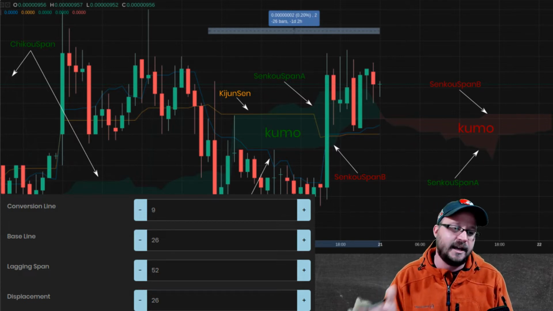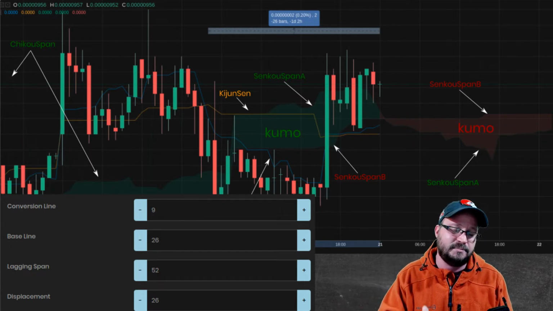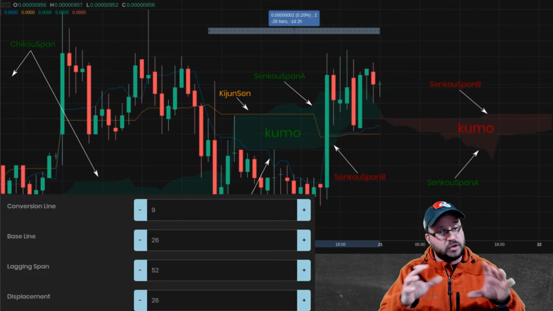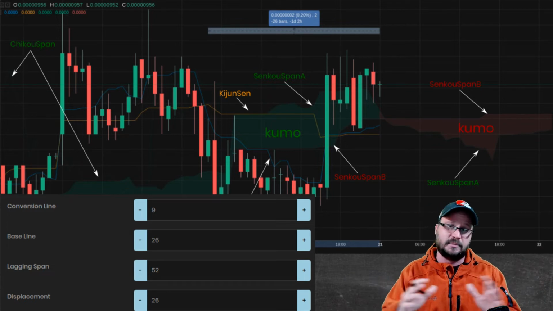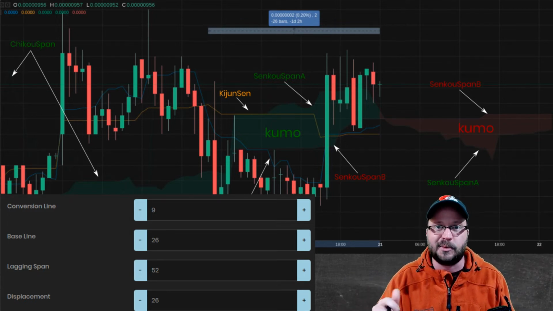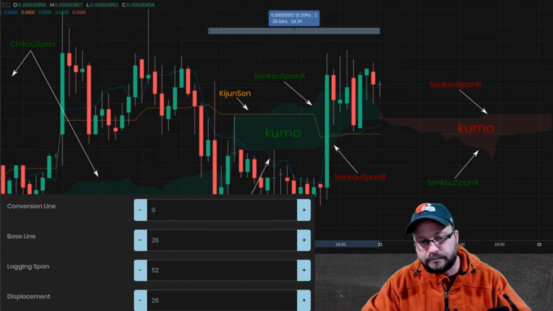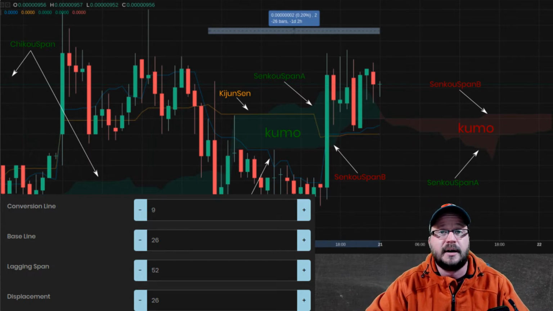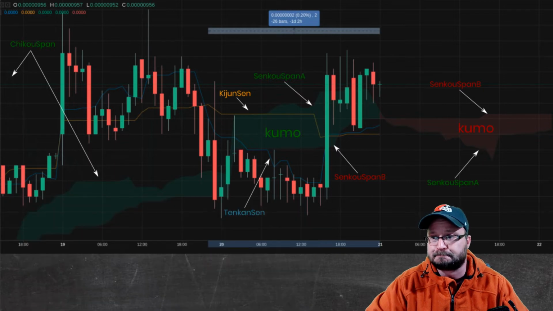That being said, we're using these defaults. If you do change those, you can affect the way everything gets drawn and displaced and the way the clouds form. But again, for sanity's sake, we'll stick with defaults. Okay, so let's talk about what each line means.